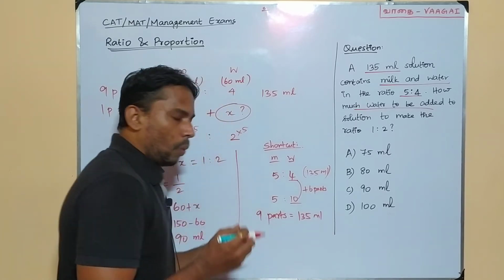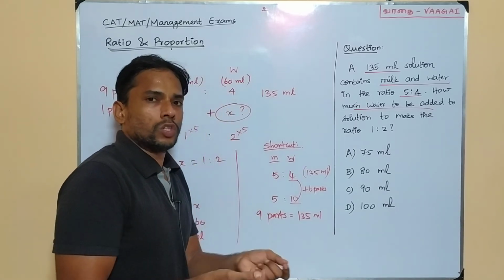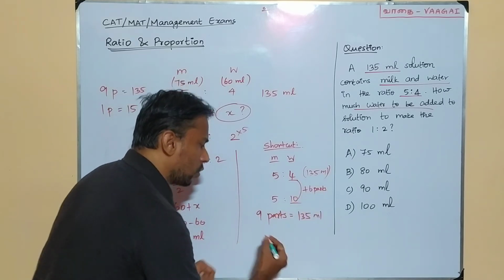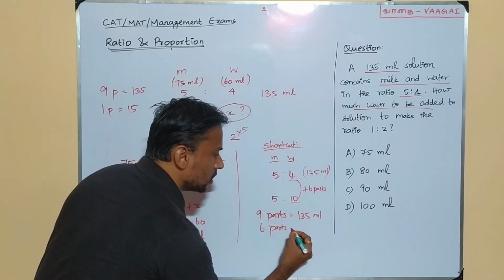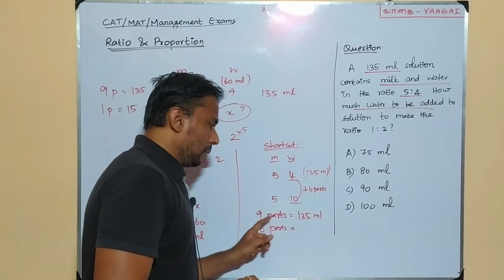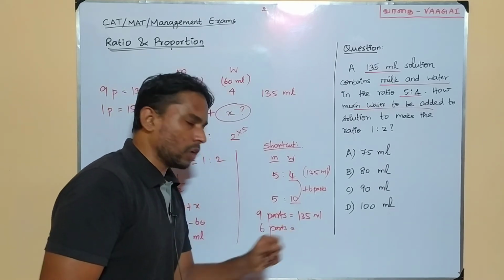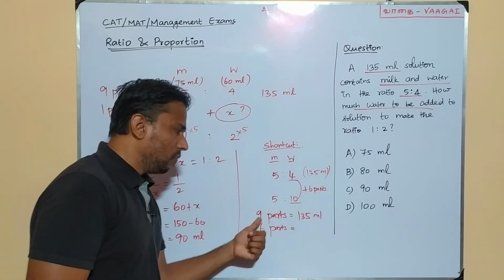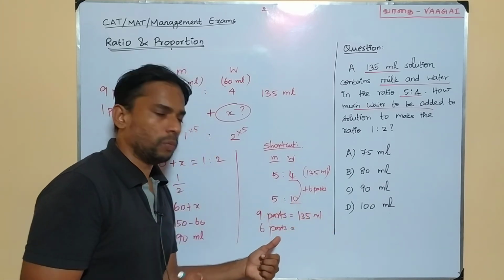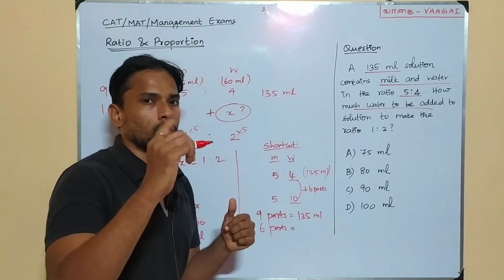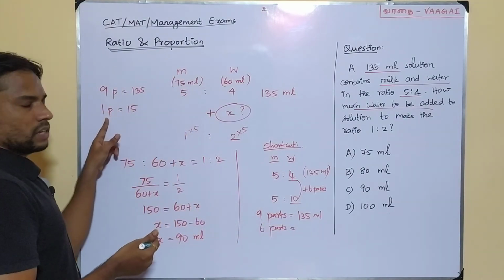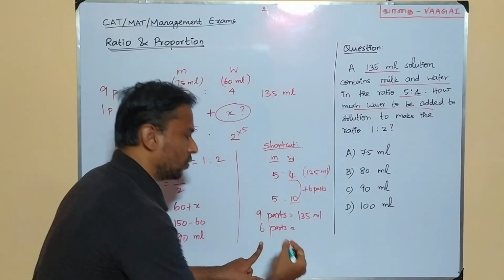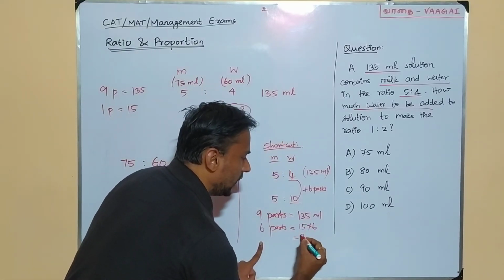In that case, the extra added water we are now also representing in terms of parts. That is 6 parts. So 6 parts is how much? 9 parts is 135, so 6 parts is how much? It's going to be a direct proportion. Or you can even go for 1 part. If 9 parts is 135, 1 part is 15. So 6 parts will be 15 into 6, which is 90 ml.